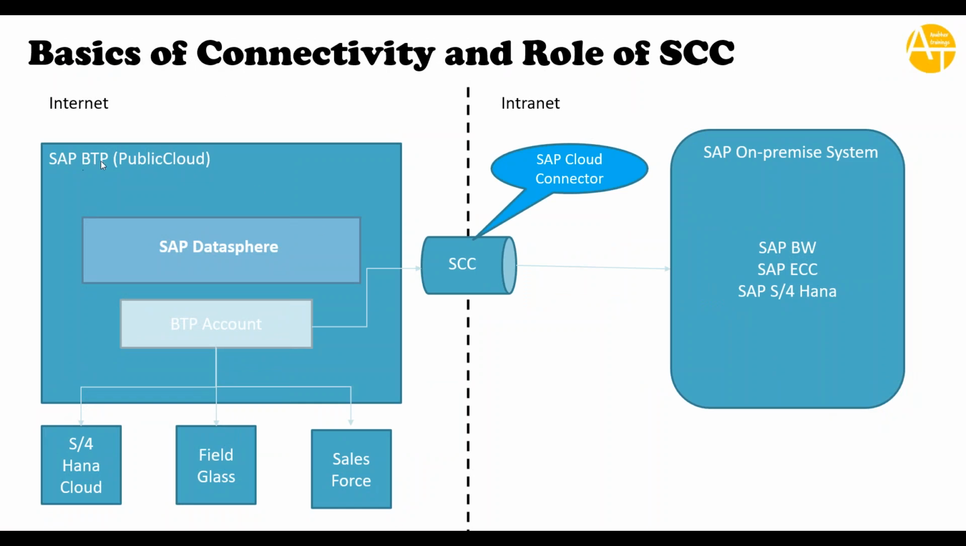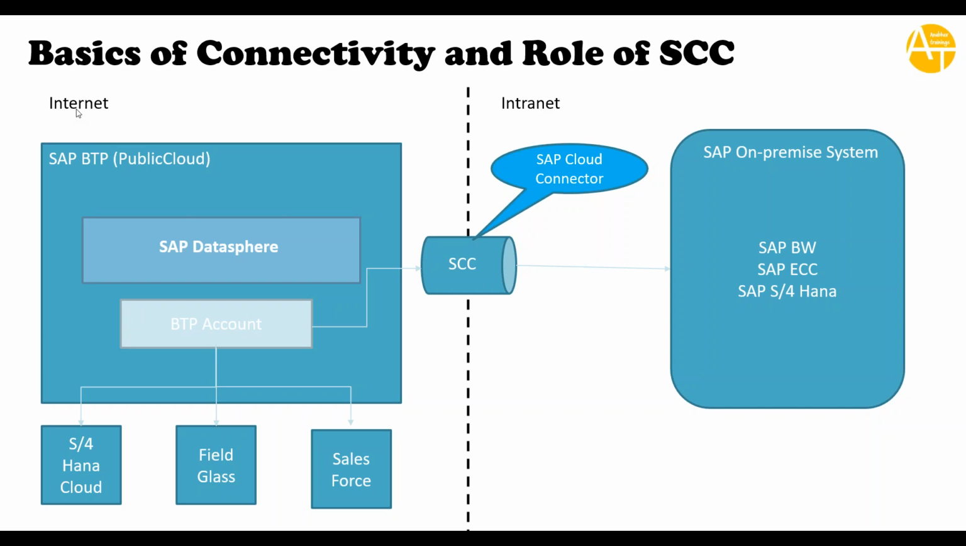On one side you have SAP BTP account. On top of this account you have SAP DataSphere running. This DataSphere is running on top of a BTP account, right? Now this BTP account is on public cloud, which needs connectivity to your own on-premise systems like BW, ECC, S4. Yes, different systems. So the S4 system, BW system, BW for HANA system are on-premise systems. They are running on an intranet, meaning your company internal network.